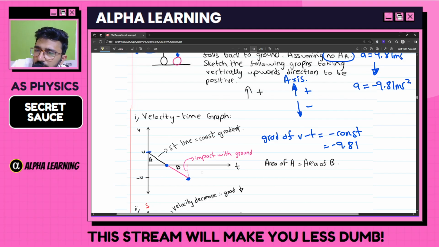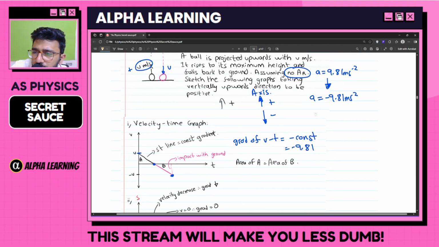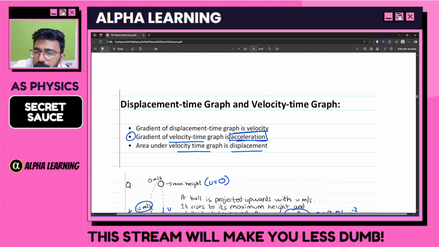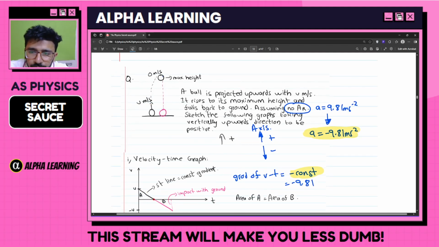Here you know that since there is no air resistance, acceleration will be acting downward. If acceleration is acting downward, it has a value of negative 9.81 ms^-2. If the gradient is negative 9.81 ms^-2, or negative constant, that means what? Your line will be a downward sloping line like this, simple. Why? Because the gradient of the velocity time graph is acceleration.